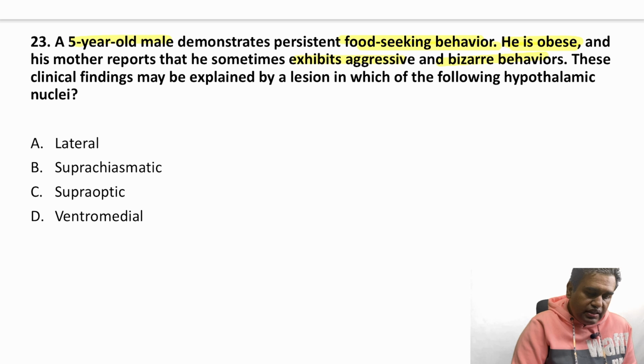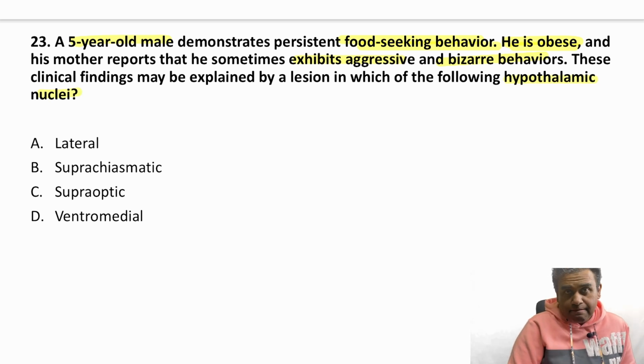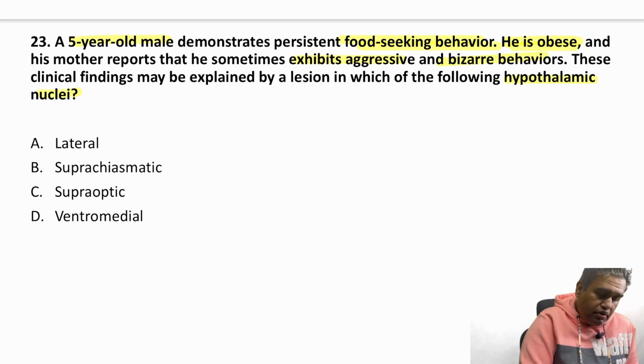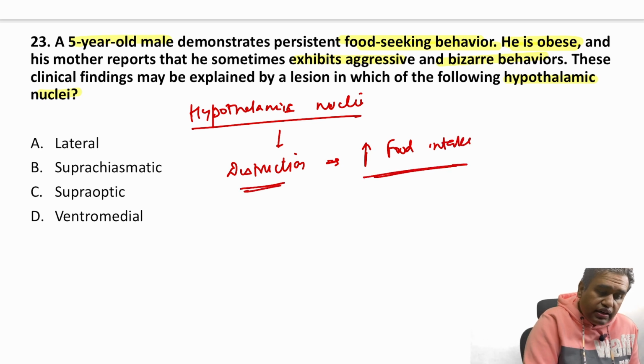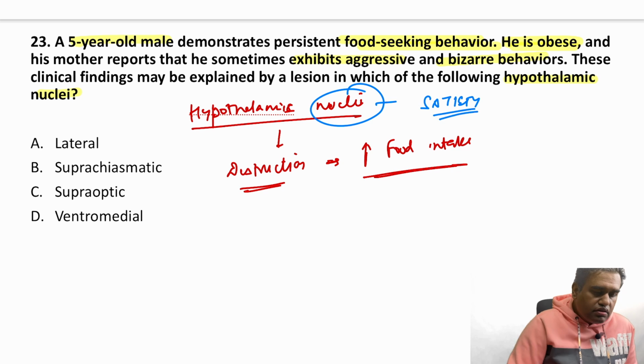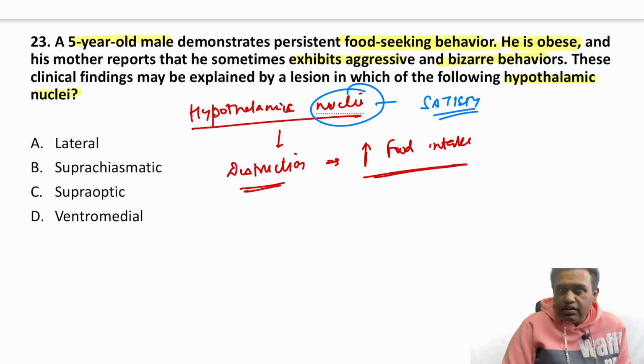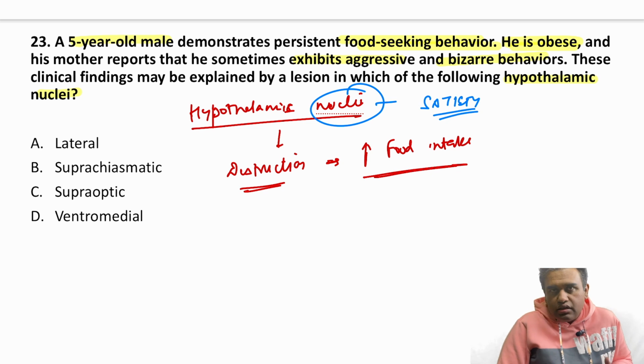These clinical findings may be explained by lesion in which of the following hypothalamic nuclei. Okay, so the thing over here is that they have specifically asked, think of a nucleus in the hypothalamus whose destruction is leading to increased food intake. It means that this nucleus should have some satiety, a feeling of okay, my tummy is full. That feeling is known as satiety. So if your feeling of satiety is lost, then you don't know when to stop. You keep on eating. That is bizarre behavior leading to obesity. So what is that satiety nucleus?